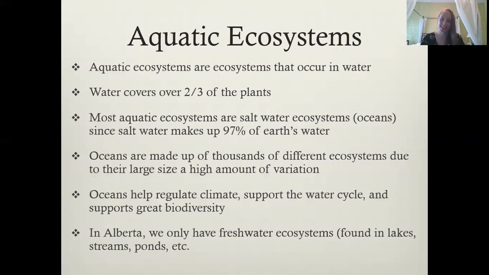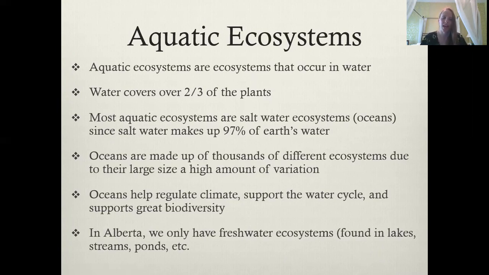Okay, so that is it for our terrestrial ecosystems. Let's move on to some aquatic ecosystems. So aquatic ecosystems are just ecosystems that occur in water. Water does cover 2/3 of the planet, is what that should say, not plants. Most aquatic ecosystems are saltwater ecosystems, so the oceans, since salt water makes up 97% of Earth's water.